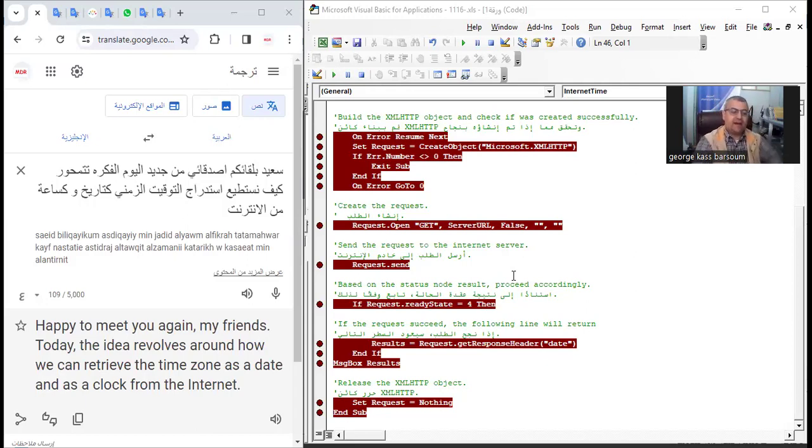Today, the idea involves how we can retrieve the time zone as a date and as a clock from the internet.